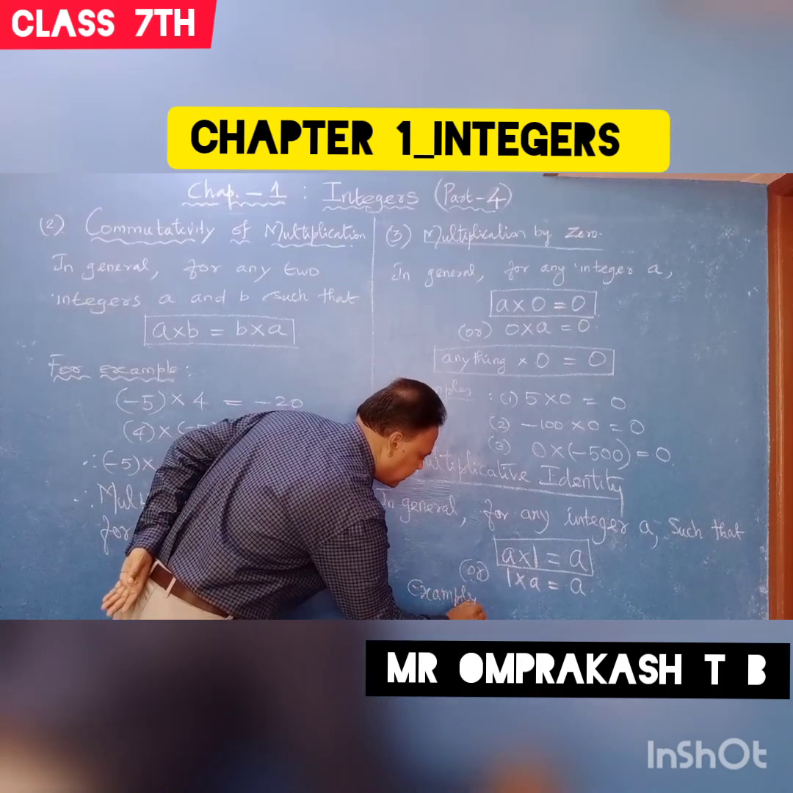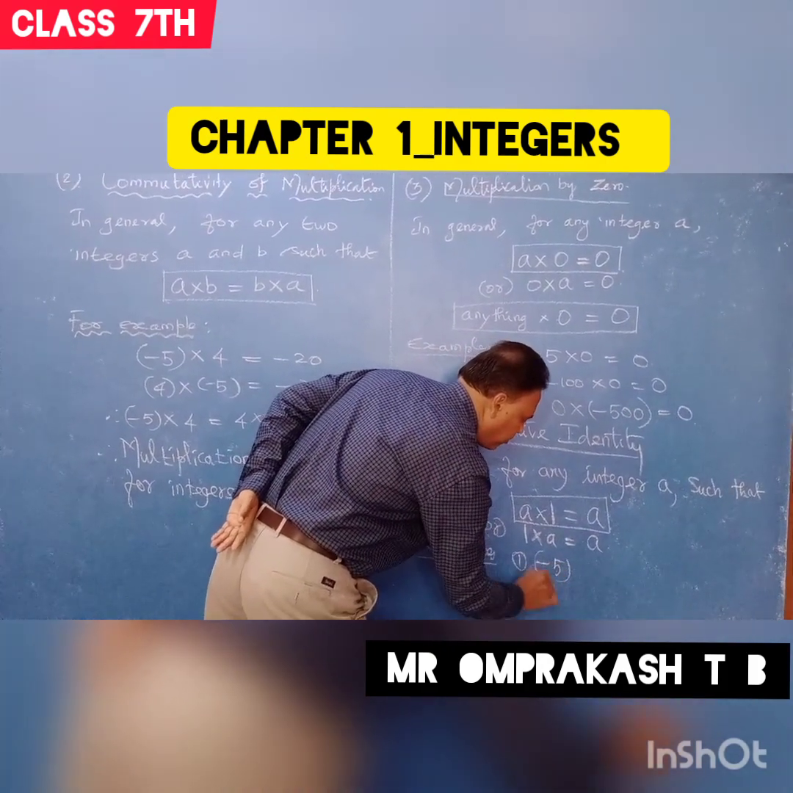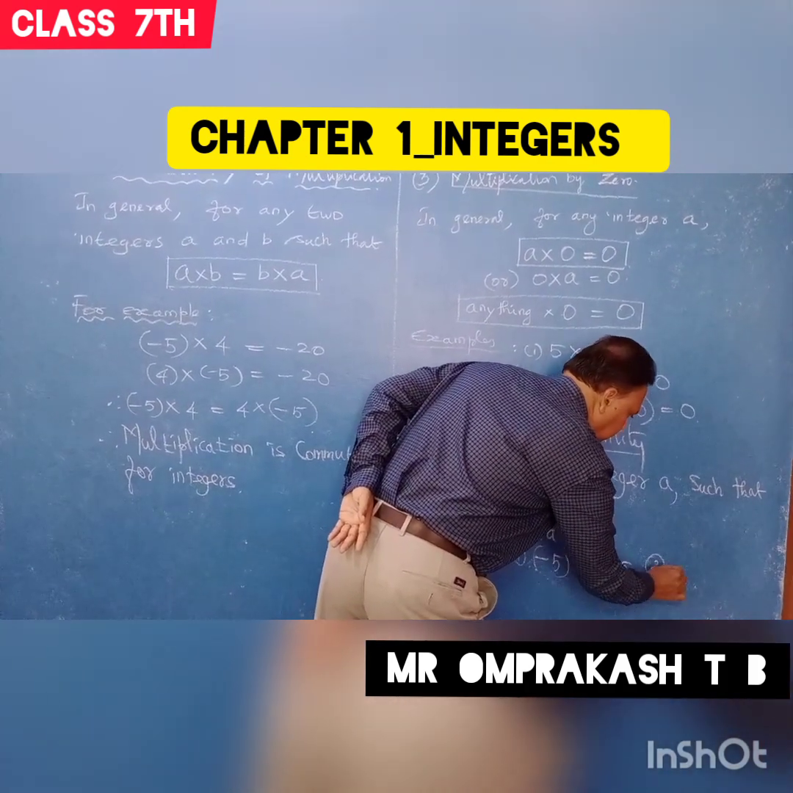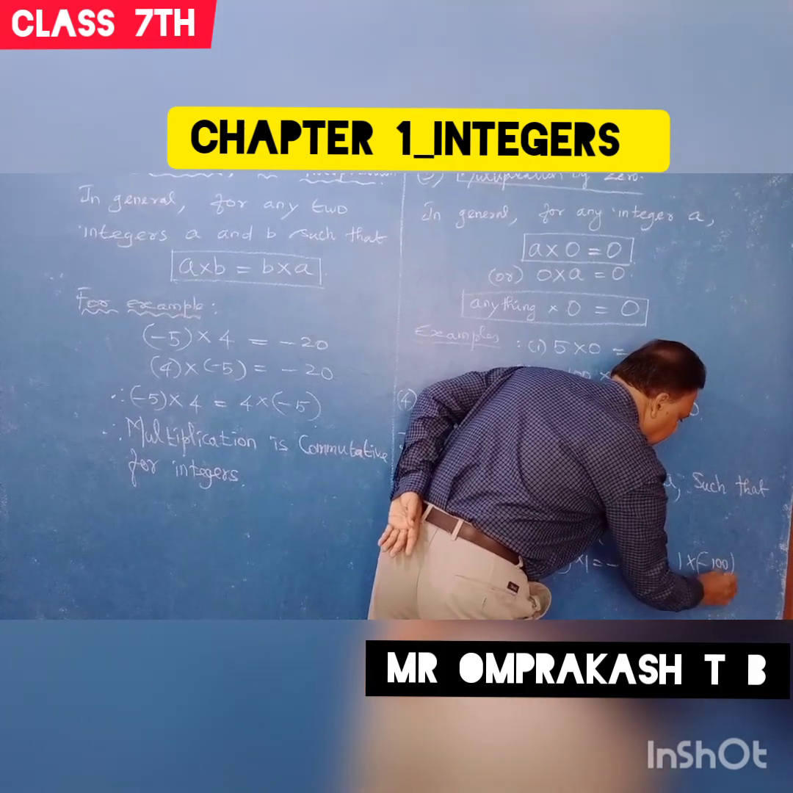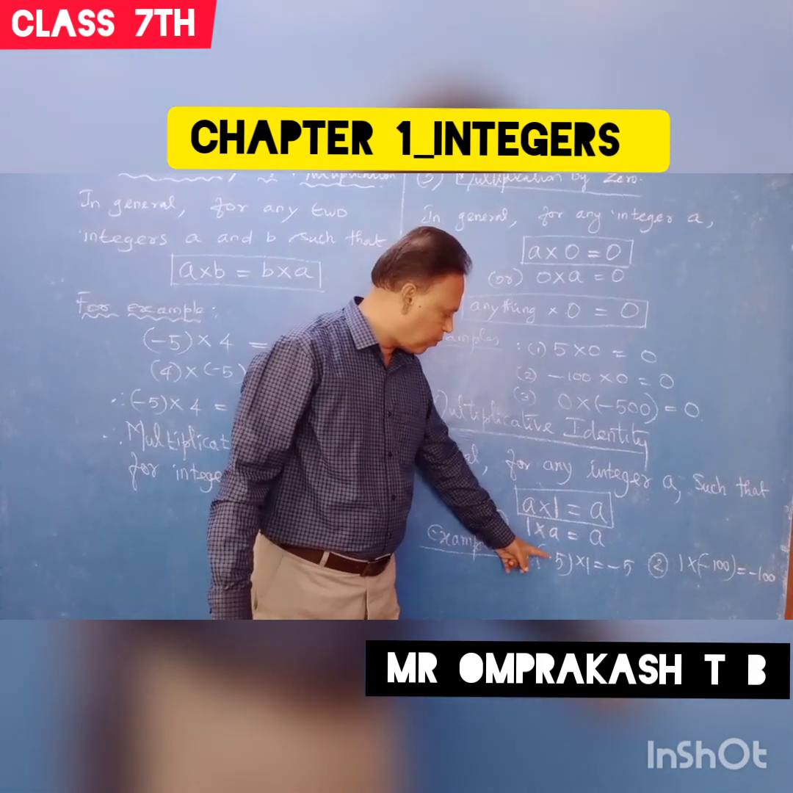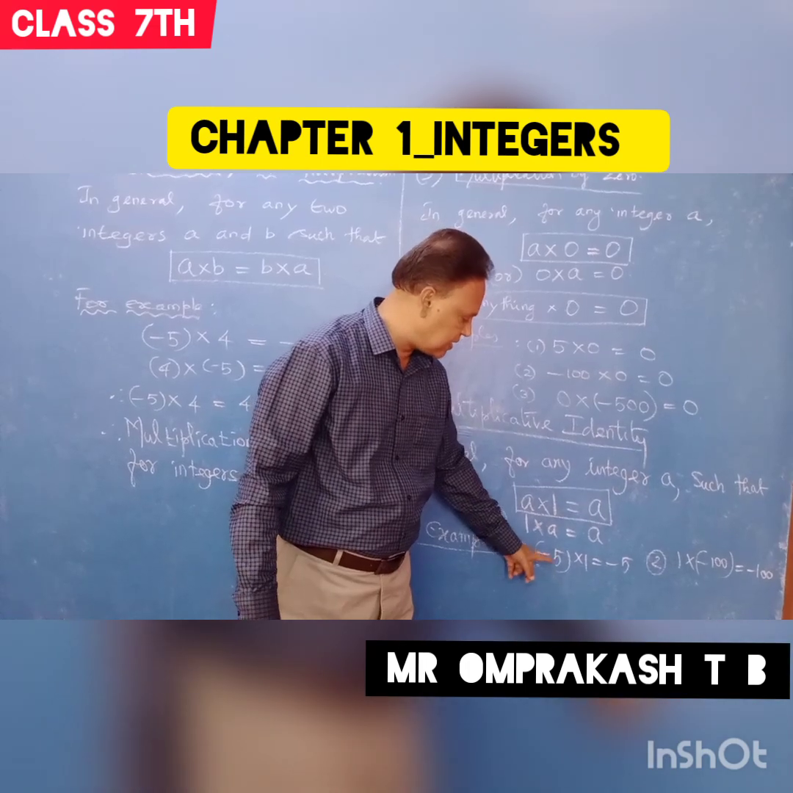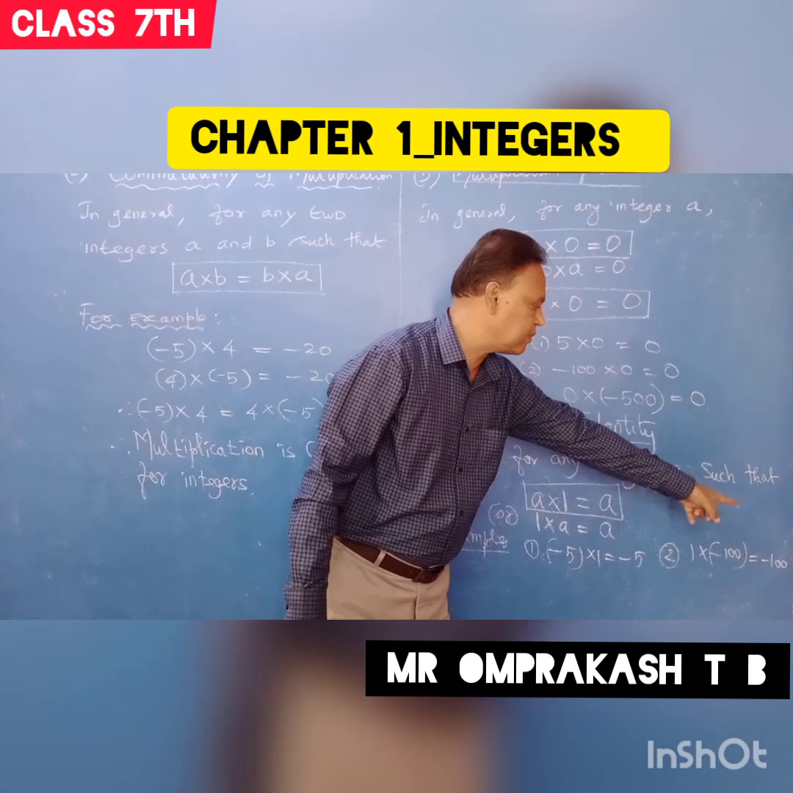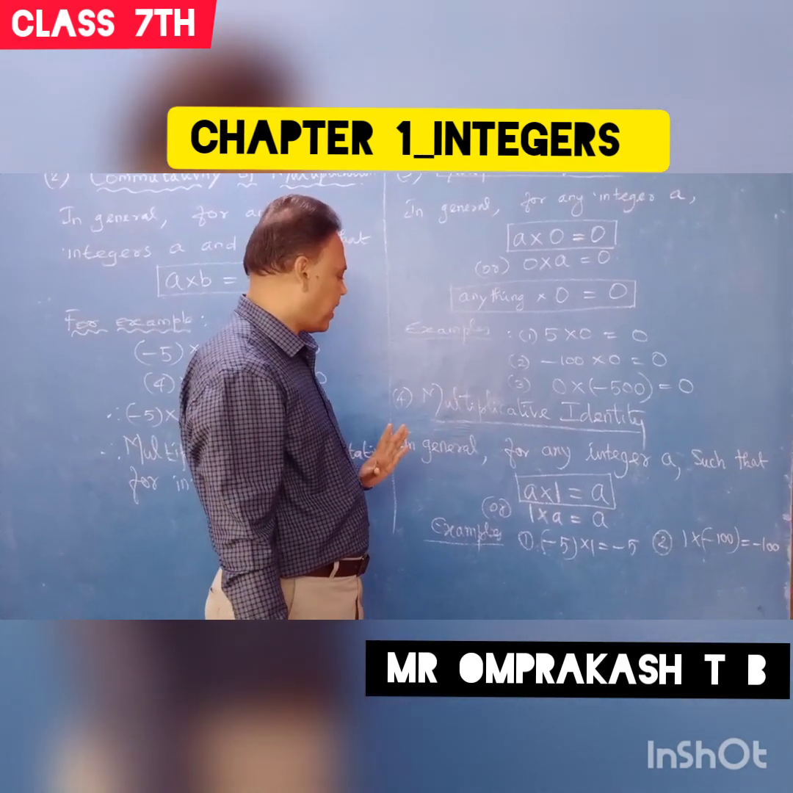so many examples you can write. Minus 5 into 1, what? Minus 5. Right? 1 into minus 100 is minus 100. Same thing you are getting. You see, minus 5 into 1 is minus 5. Same way, 1 into minus 100 is minus 100. Here minus 5 gives minus 5, and minus 100 gives minus 100. Therefore, 1 is called multiplicative identity.